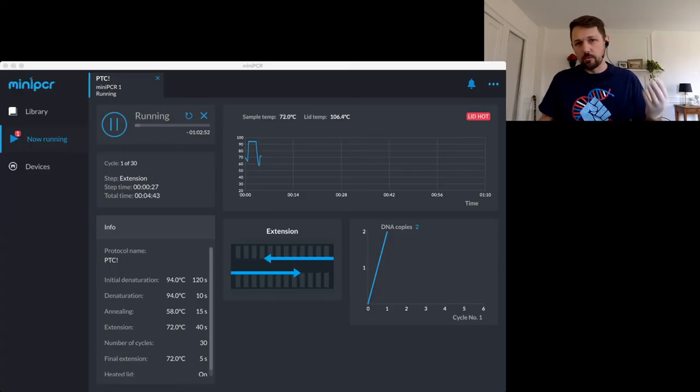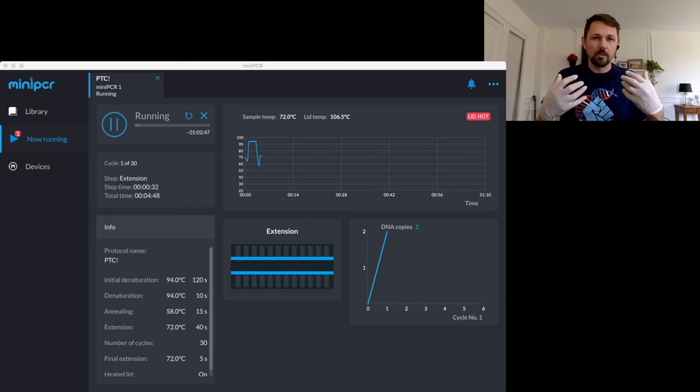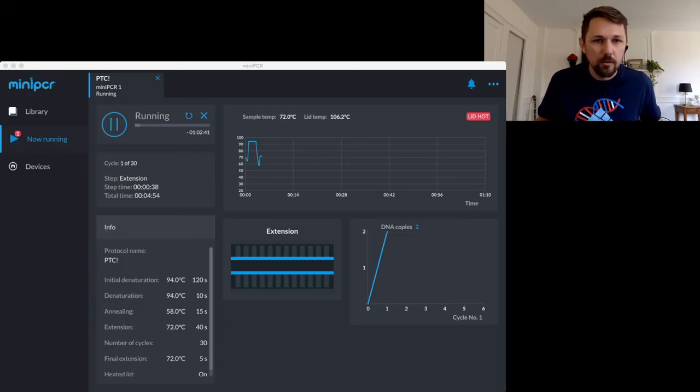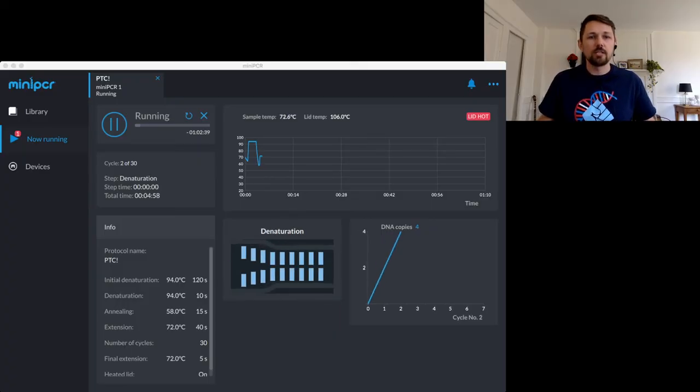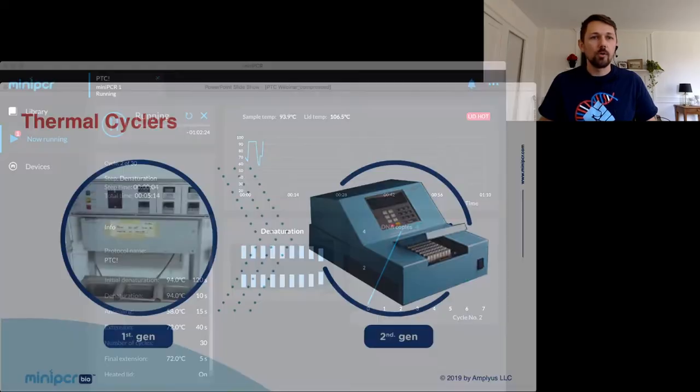If you ever use these in class, it really just opens up the process. We really want to crack open this process so students can wrap their heads around what's going on. All right, and I just want to give it 1 more second. Here it goes. So then denaturation. Now it's heating up to the 94, and that's when the DNA is actually denaturing and going from 1 copy to 2. All right, so that's just a little preview of the program.